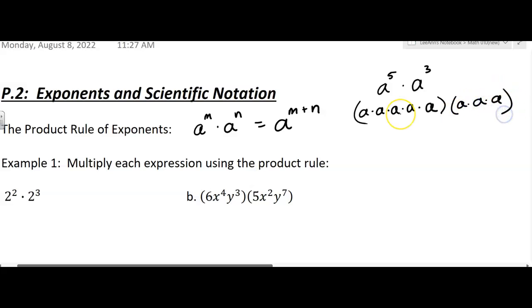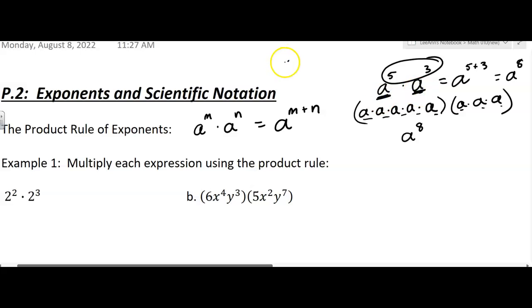but they're all being multiplied together, right? So how many do you have? 1, 2, 3, 4, 5, 6, 7, 8. A to the 8th. Well, we don't have to write that all out. We can just say there's a rule that says I'm going to add those exponents when I'm multiplying. And that's how I get a to the 8th. Now, one thing to note, the base has to be the same.